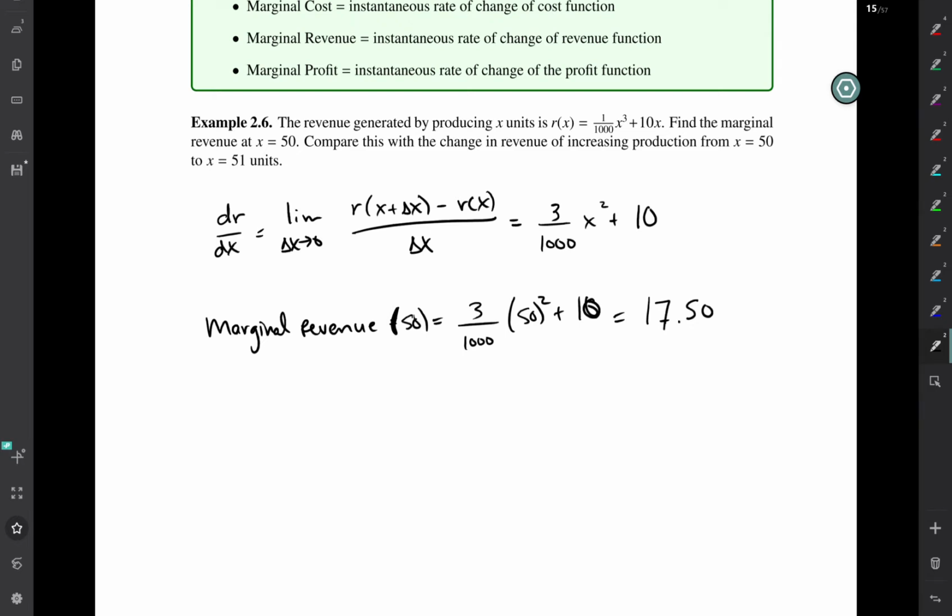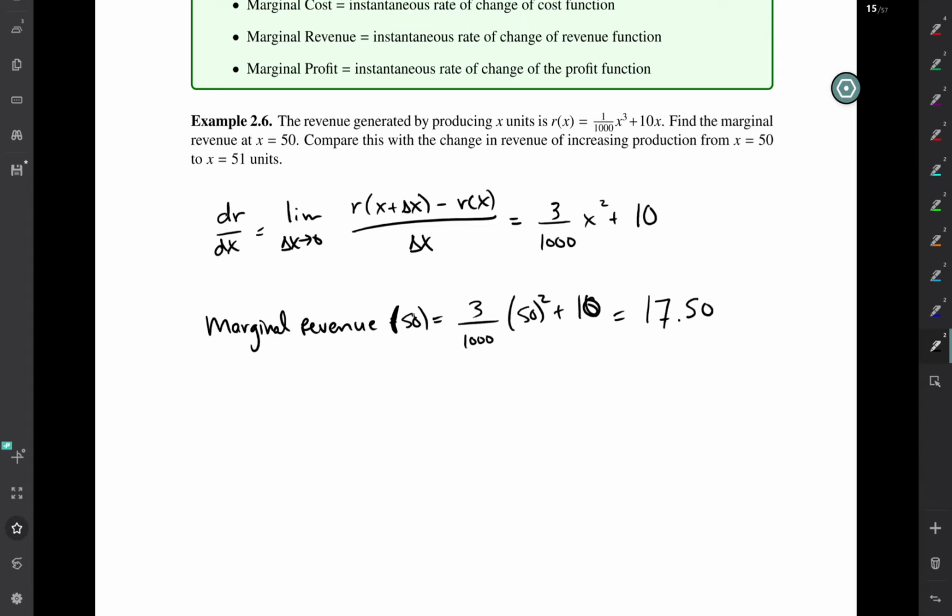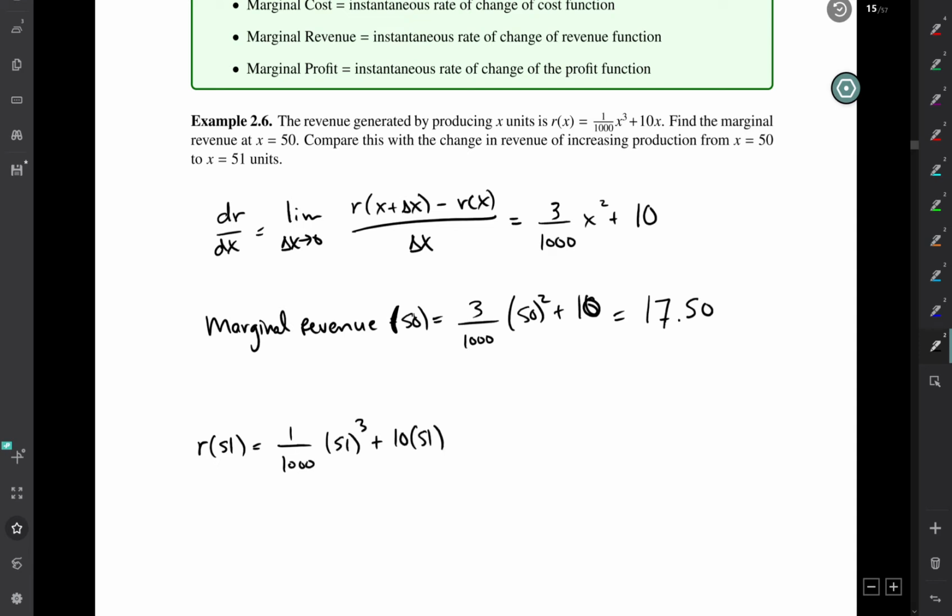And then it says to compare this change in revenue to the actual change in revenue from selling 50 to 51. So we can calculate R of 51. That's going to be 1 over 1,000 times 51 cubed plus 10 times 51, and we can calculate R of 50. That should be 1 over 1,000 times 50 cubed plus 10 times 50. Let me just plug these into a calculator.